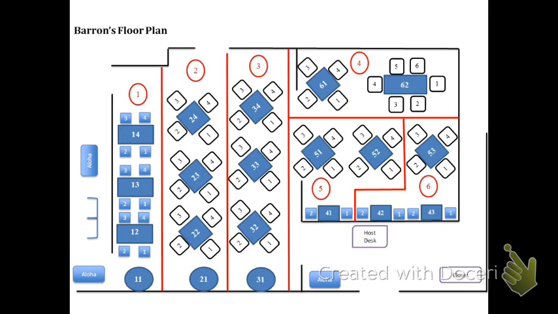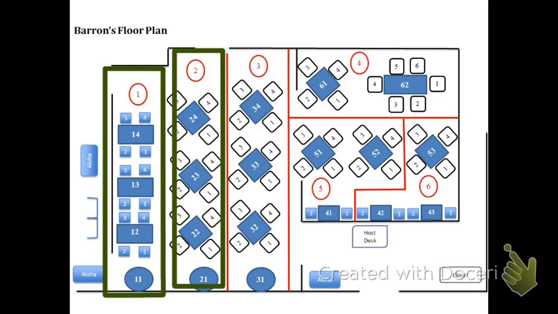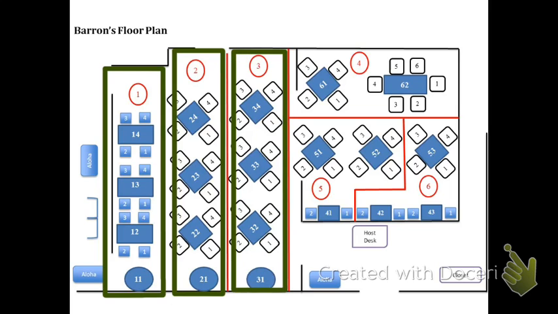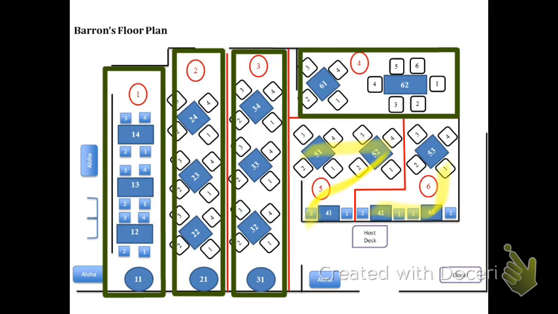So as you can see here, there are 6 different stations and they're numbered. This first row of 4 tables is going to be station 1. This second row of 4 tables is station 2. This third row of 4 tables will be station 3. Tables 61 and 62 will be station 4. These 3 will make up station 5, and these 3 will make up station 6.